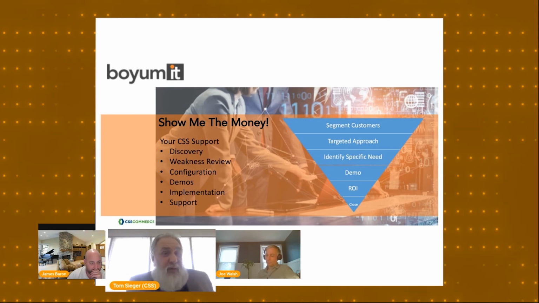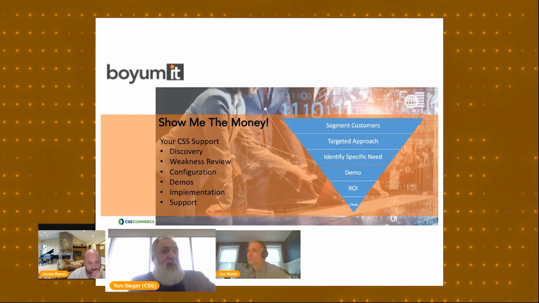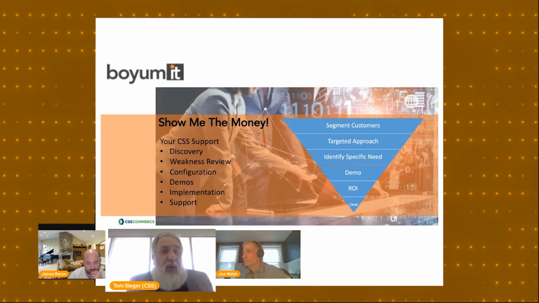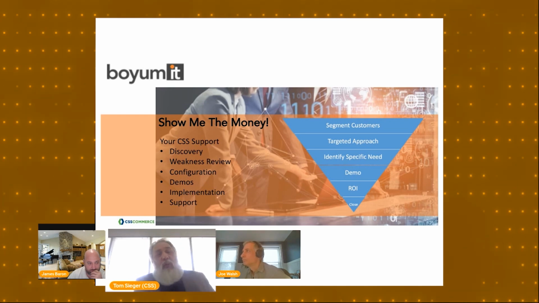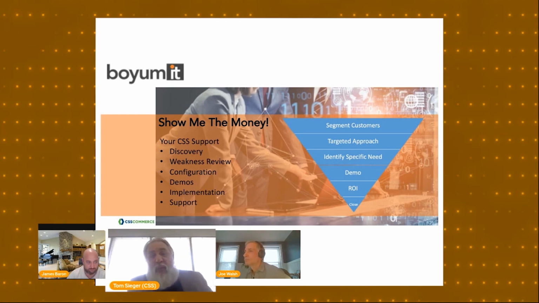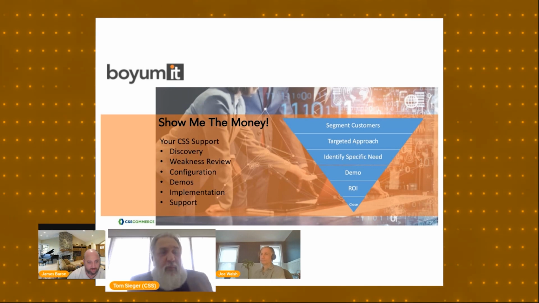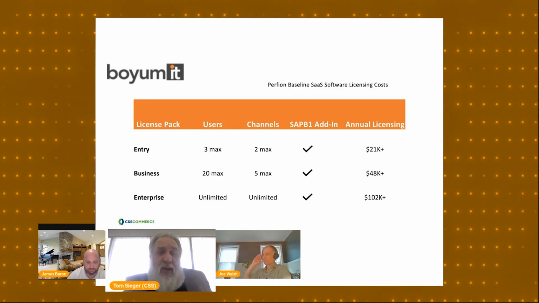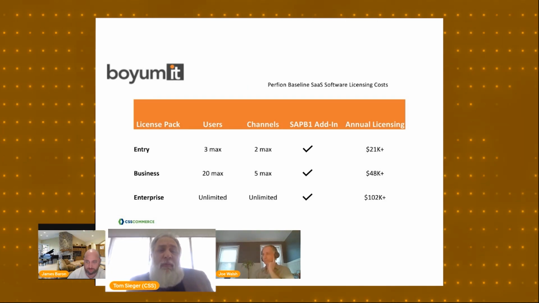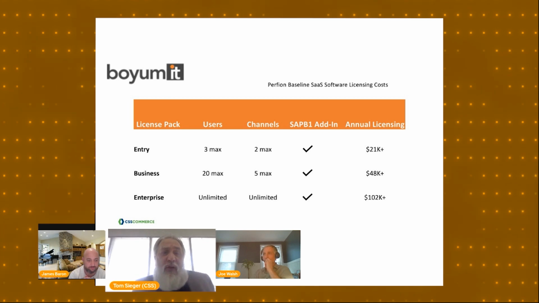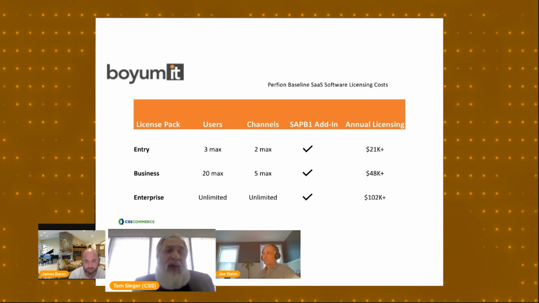So the support we give is that weakness review that I talked about. We'll help you with the discovery. We'll do the configuration. We'll do the demos. And on the tail end of having sold the project, we'll do the implementation and the support, and we'll share that revenue with you. And by the way, we're never interested in any piece of the licensing revenue. That is 100% between Boyum and you guys, their existing partners. Next slide. I'm going to turn this over to Joe a little bit here and let him talk through the licensing model and how this actually gets licensed.